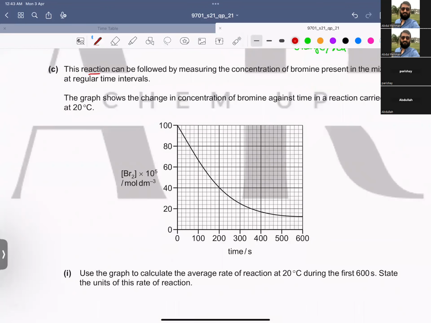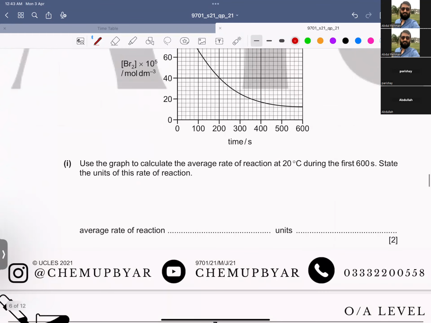Now, part C. This reaction can be followed by measuring the concentration of bromine present in the mixture at regular time intervals. The graph shows the change in concentration of bromine against time in a reaction carried out at 20 degrees Celsius. Now, what they are asking you: use the graph to calculate the average rate of reaction at 20 degrees Celsius during the first 600 seconds. State the units of this rate of reaction.